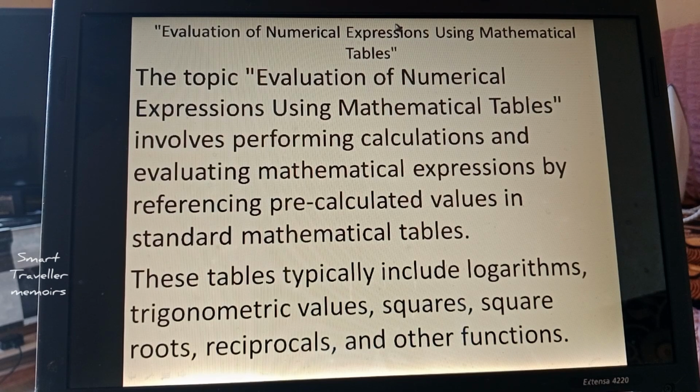And today, I'm going to start the day by looking at a video in an area of mathematics where I met a student on Sunday, and they wanted me to expound on evaluation of numerical expressions using mathematical tables.